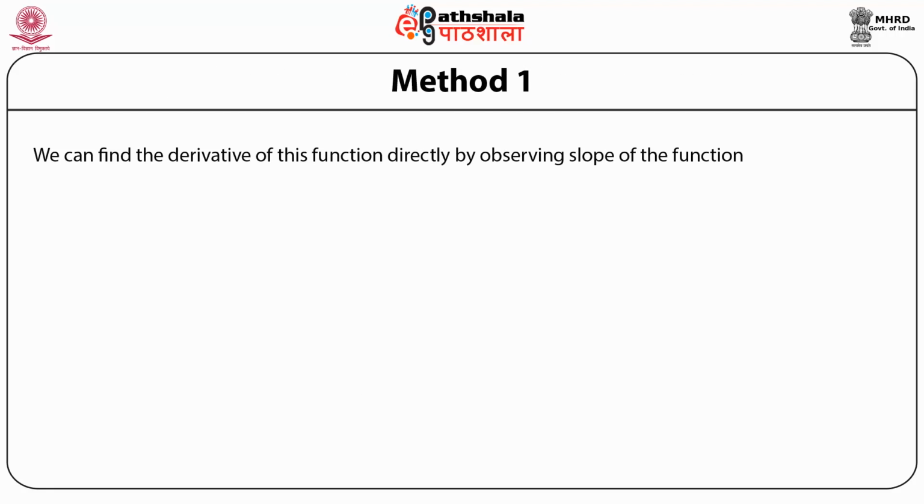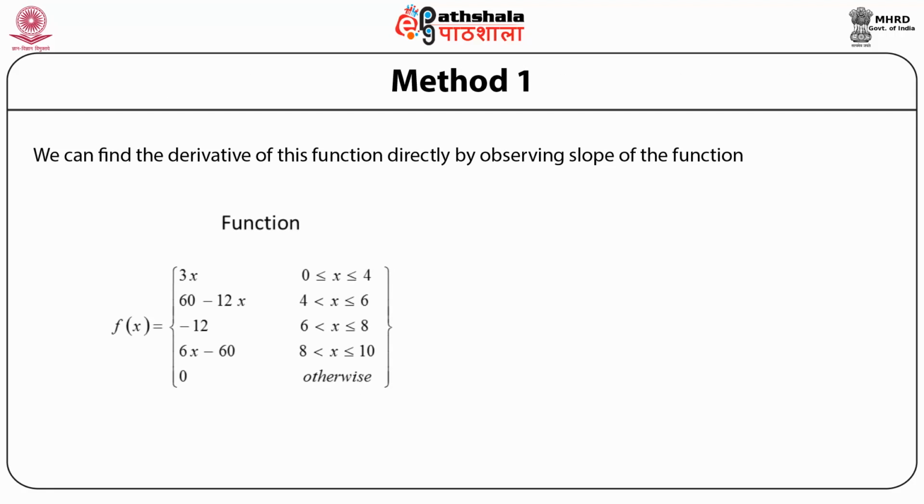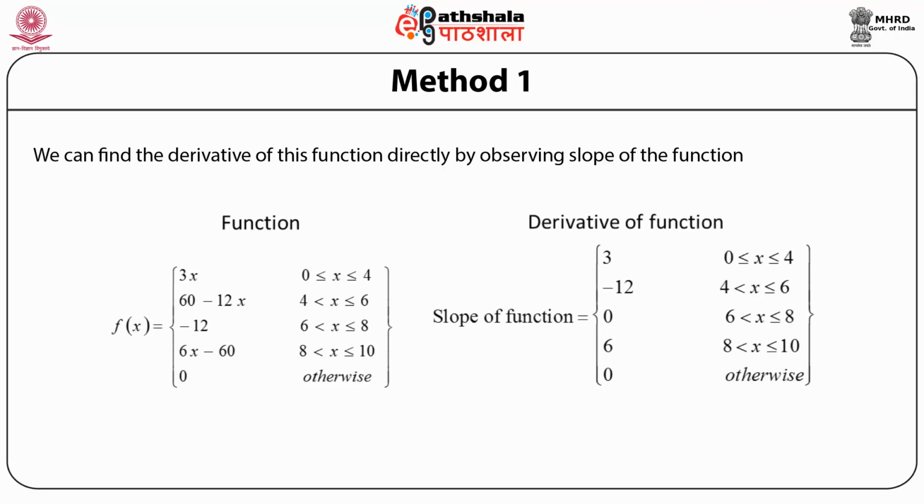Method 1, we can find the derivative of the function directly by observing the slope of the function. The function is given on the left side as discussed earlier. The derivative is going to be: anything with x, the x vanishes, so 3x becomes 3, and for 60 minus 12x, the differentiation of a constant is 0, so the derivative of 60 is 0, and minus 12x, because it has one x variable, becomes minus 12.